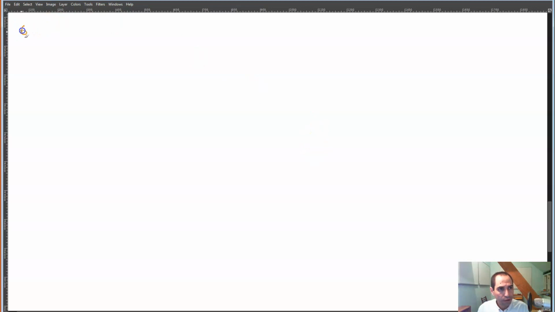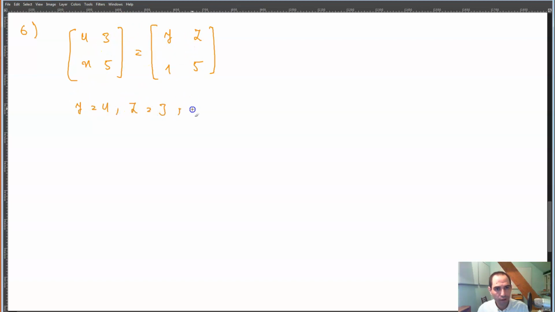Now, question number 6, we have: find the values of x, y, z from the following equation. So you have, for example, the matrix 4, 3, x, 5, and that is equal to the matrix y, z, 1 and 5. So the corresponding elements are, of course, equal because the matrices are equal. So you can say that y is equal to 4, z is equal to 3, x is equal to 1, and 5 is equal to 5, which you don't have to really write.